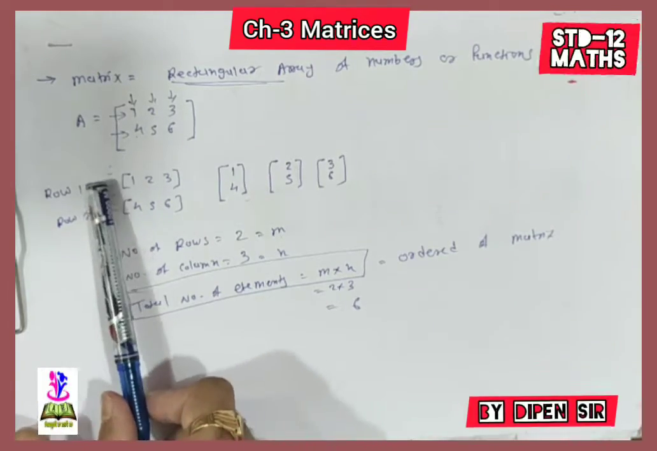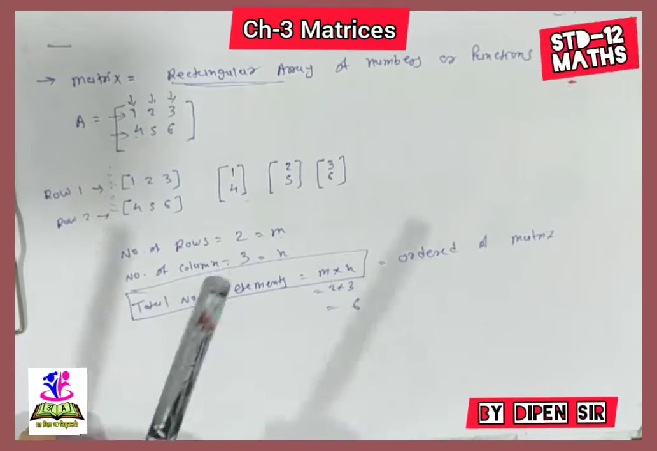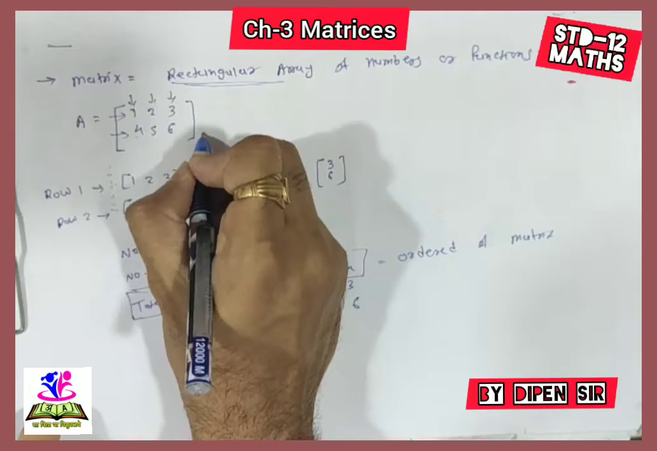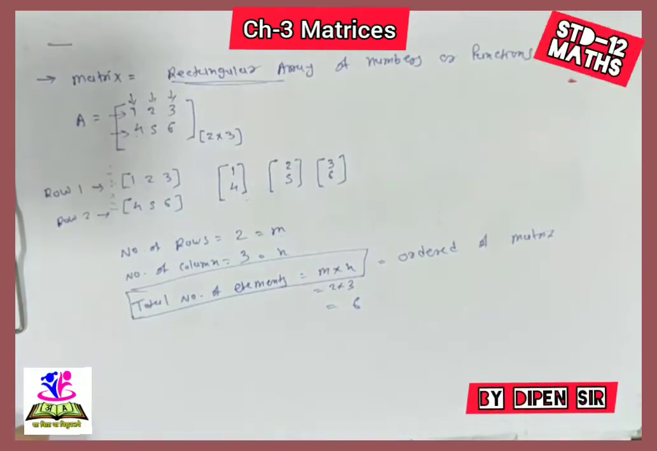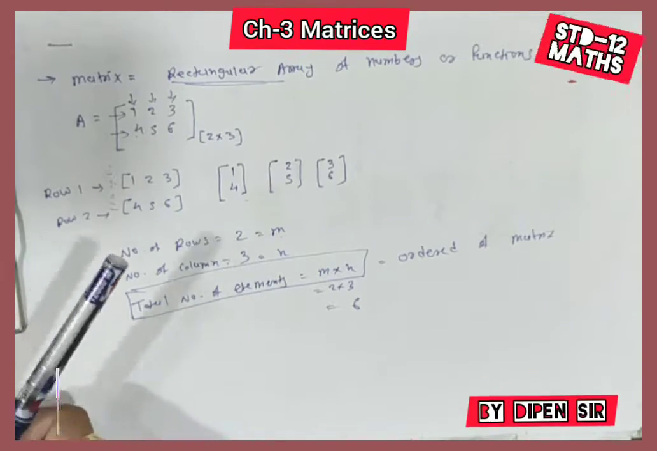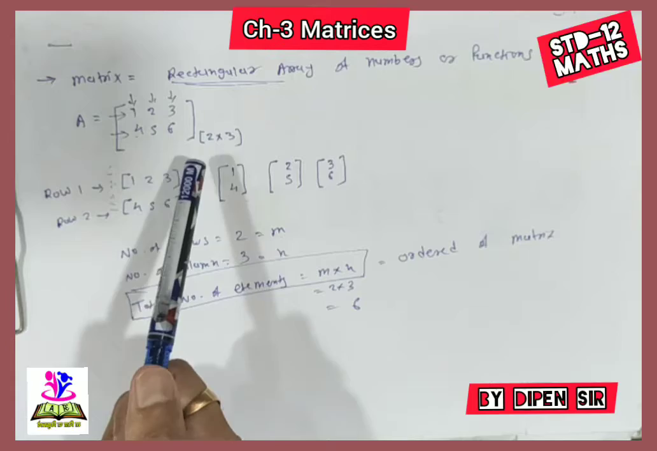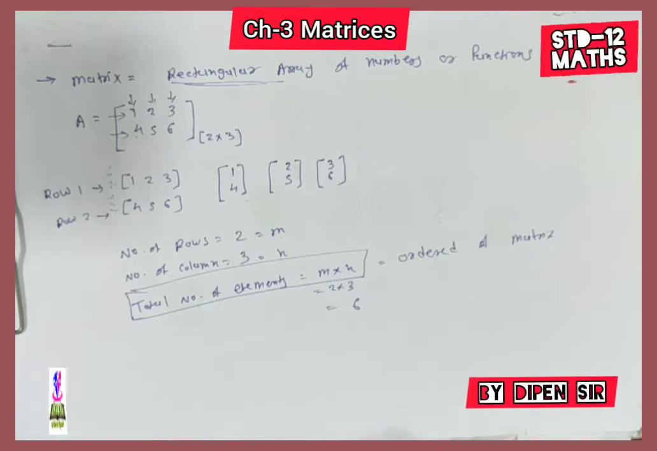So matrix A is the order of 2 by 3. So that order is represented at this place. Matrix A of order 2 by 3, 2 rows and 3 columns. Clear? So if any matrix having m by n order, having total number of mn number of elements.